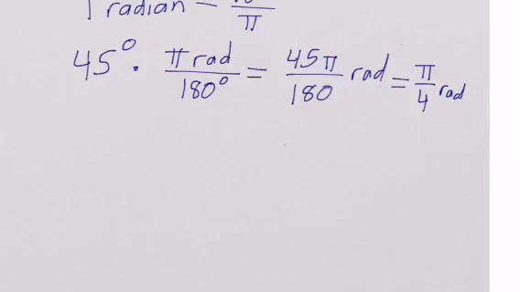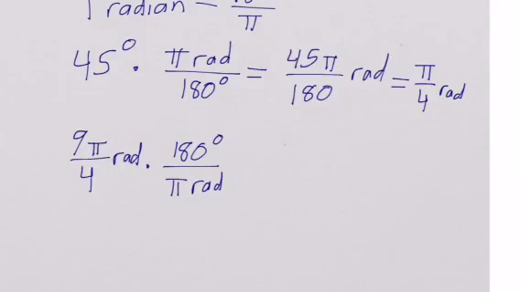In the same idea, I give you 9 pi over 4 radians, and I want to convert this to degrees. I'm going to use the fact there's 180 degrees for every pi radians. And the factors of pi cancel out. Also using a little bit of factor label technique, the radians cancel out. And I can cancel a factor of 4 in the denominator to get 45. So I end up with 405 degrees.